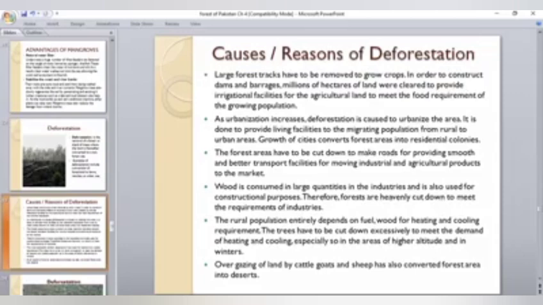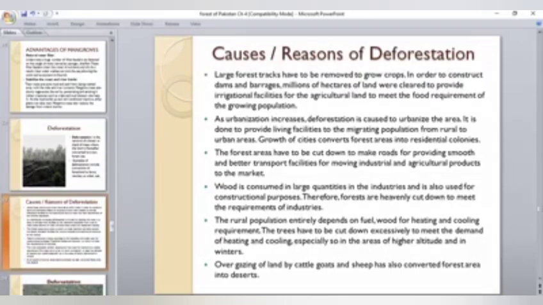The rural population entirely depends on fuel wood for heating and cooking requirements as well. This is also one of the reasons that trees have to be cut down excessively to meet the demand of heating and cooking purposes, especially in rural areas and the areas which are at higher altitude during winter season as well.